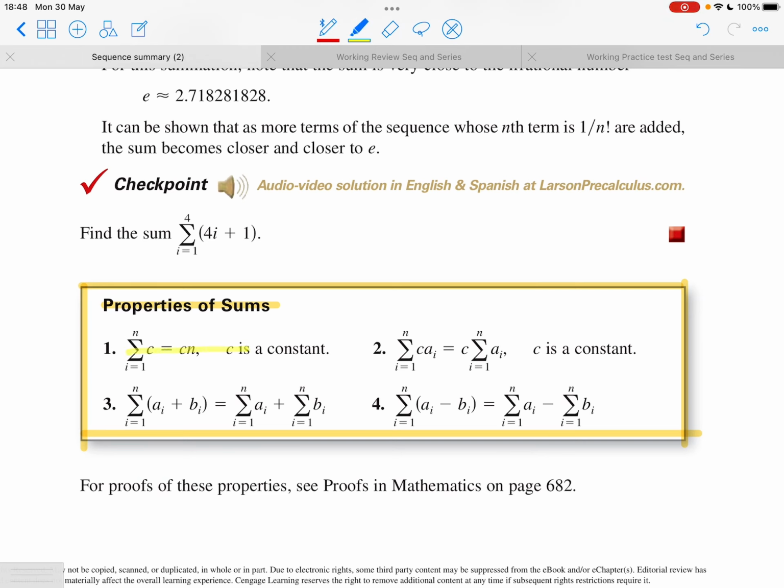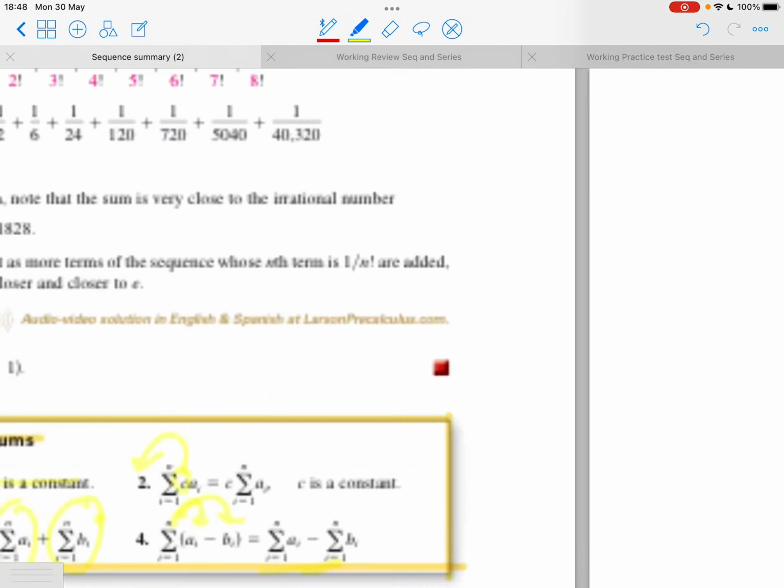And then the summation of a_i plus b_i, you can just give summation to each term, so it's equal to the summation of a_i plus the summation of b_i. For the summation of c times a_i, you can pull the constant out, so it's equal to c times the summation of a_i. And this you can give summation to each term.